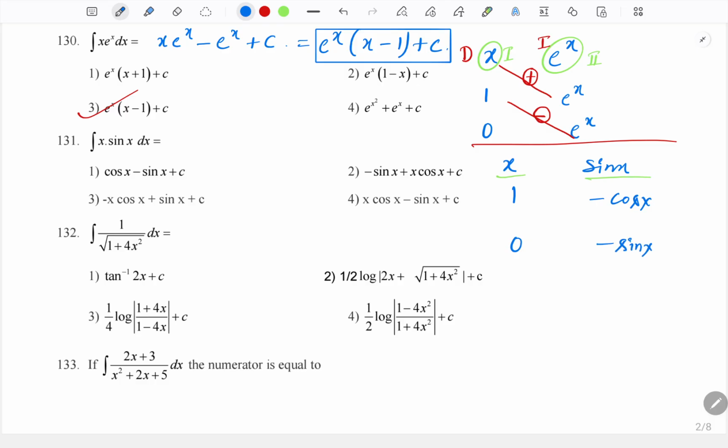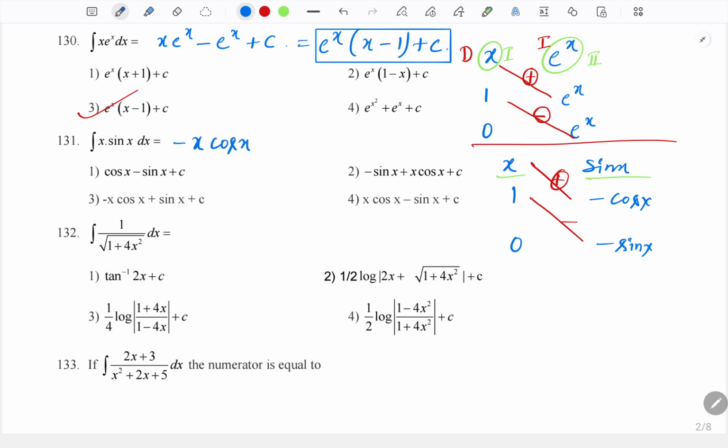Whenever you get 0, enough. You may stop. If you go further also, you will get zeros, no use. Then these two multiplication, these two multiplication. It should be plus, it should be minus. Now write the solution. x into minus cos x, so minus x cos x is this answer.